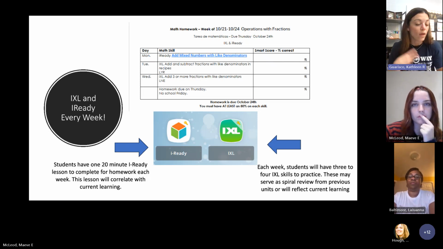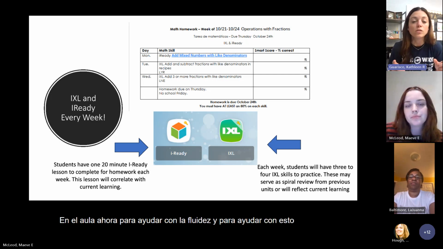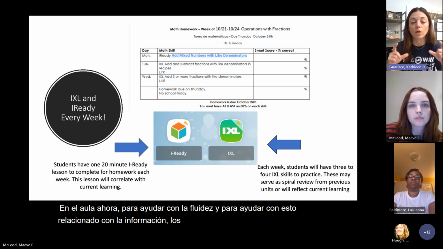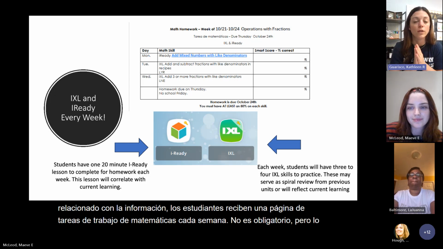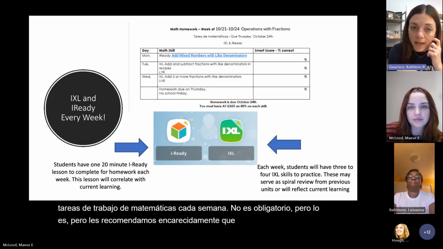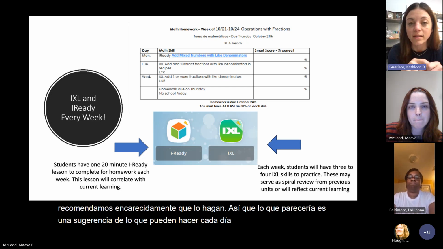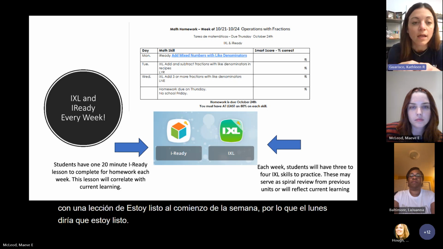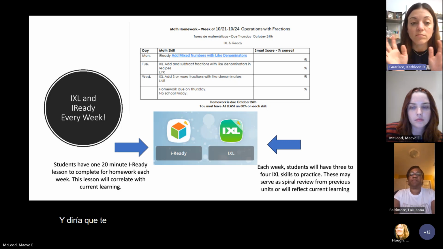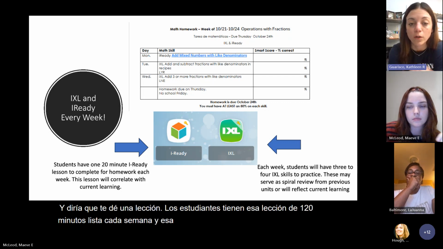Now, to help with fluency and with retaining the information, students are going to get a math homework page every week. It is not mandatory, but we highly encourage you to get it done. It includes a suggestion of what they can do each day. We typically start with an iReady lesson at the beginning of the week. So on Monday, it would say iReady. Students have that one 20-minute iReady lesson each week, and that lesson always correlates with what we are currently learning.